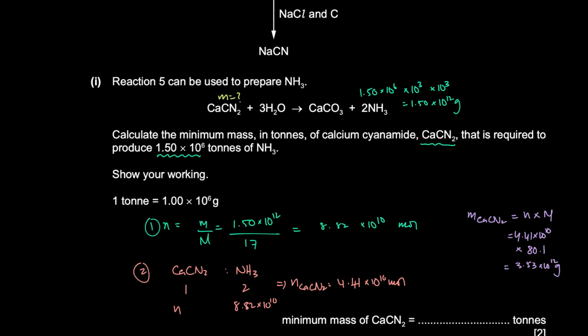Now, if you want to convert this to tons, we divide by 10 to the power of 6. We multiply it by 10 to the power of 6 here to convert tons to grams, so we divide by 10 to the power of 6. So we get 3.53 times 10 to the power of 6 tons.